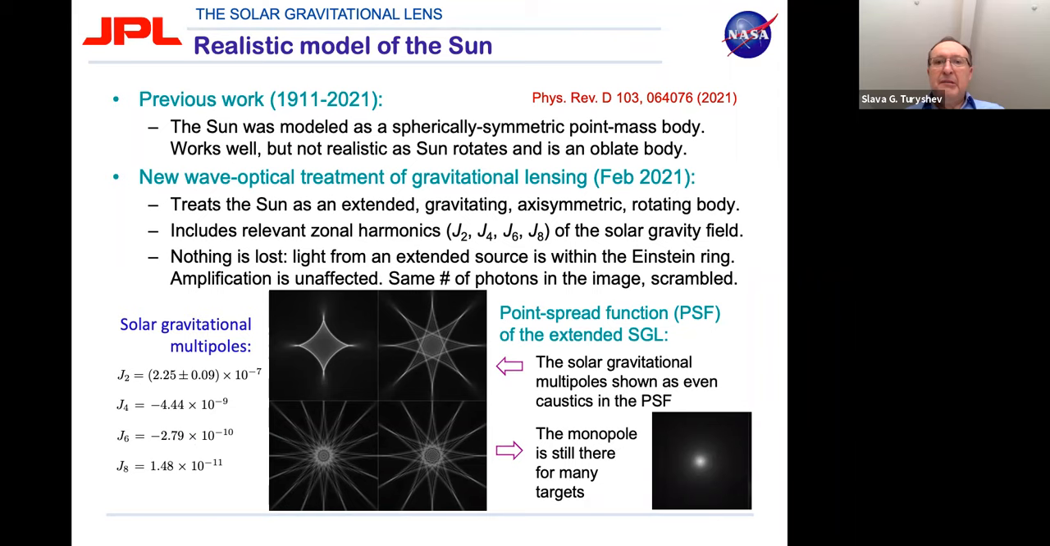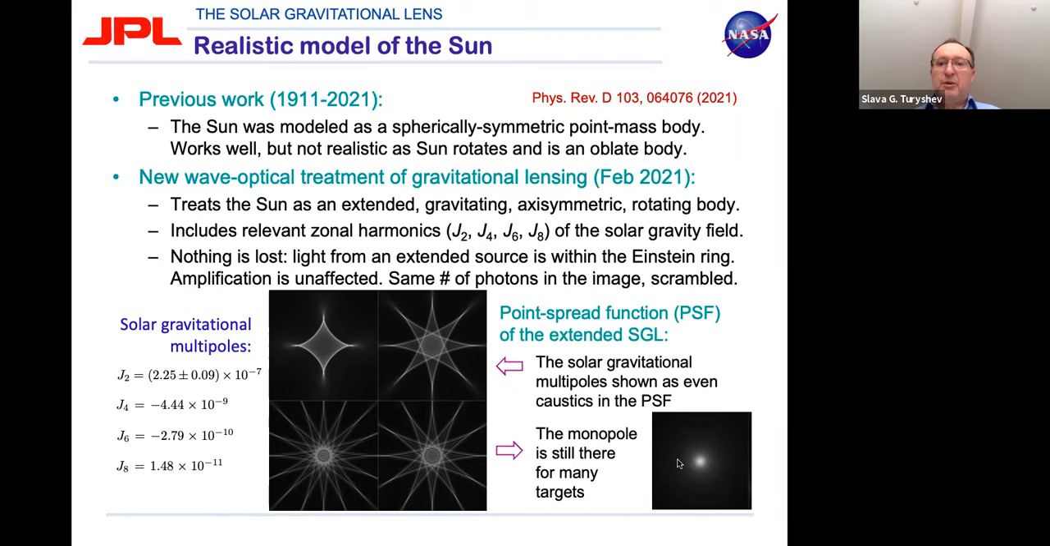And so on the left, you see those caustics in the PSF that we have to deal with. The most important one is top left. This is the asteroid caustic. Then it will be J4, J6, J8, compared to the monopole caustic, which is shown on the right. It's a little bit more complicated. And let's talk about this a little bit.